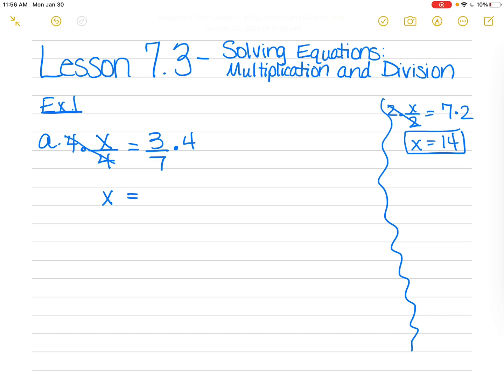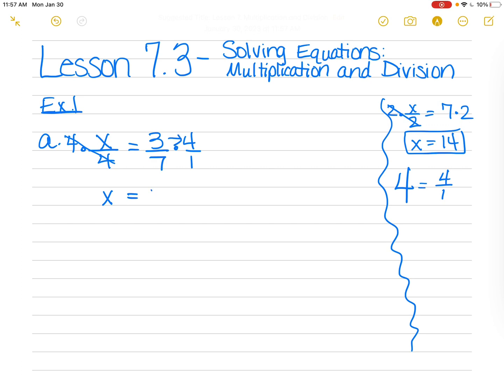And then when I do 3/7 times 4, I want to turn that 4, which is really a whole number, into a fraction. So a whole number like 4 as a fraction is the same as 4 over 1. So I'm going to change that 4 into 4 over 1. And now I can multiply these fractions just like you did when you learned how to multiply fractions in 7.1.